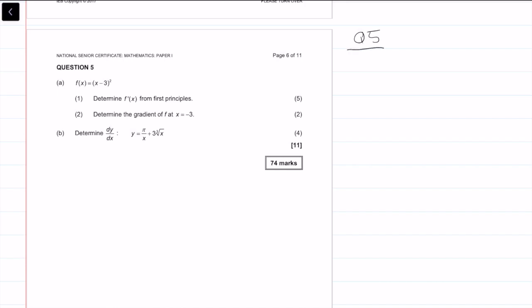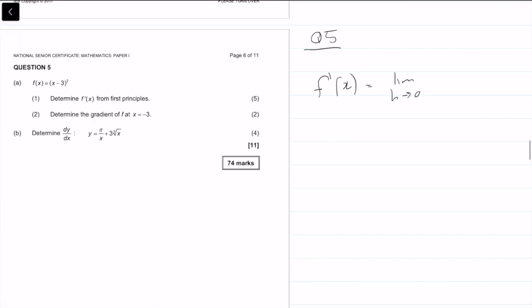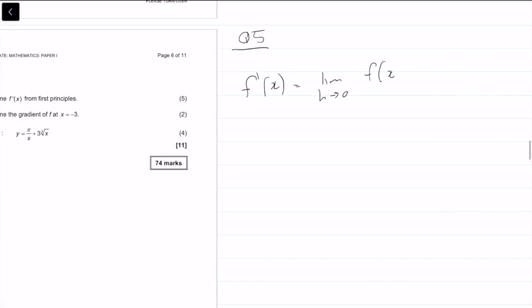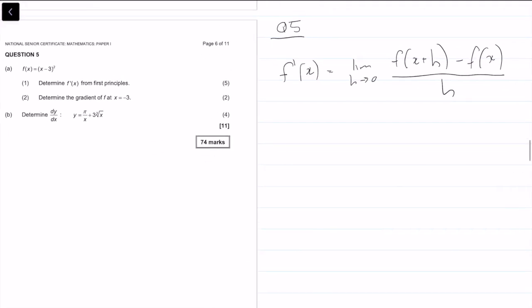So the first question basically says f of x equals (x minus 3) squared. Determine f dash of x, which is the first derivative, from first principles. Okay, so it's important to remember that f dash of x is equal to the limit as h tends to 0 of f of x plus h minus f of x, all over h. Okay, and that equation is given to you on the formula sheet.